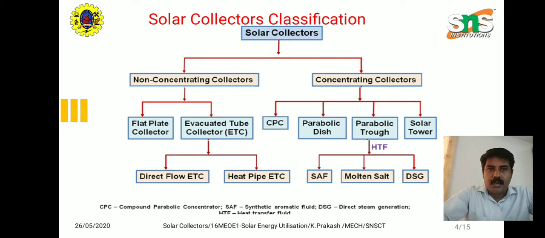So mainly solar collectors are non-concentrating and concentrating. Again these are subdivided and there are many branches. The difference between all these is the amount of solar energy tapped, and the output varies.